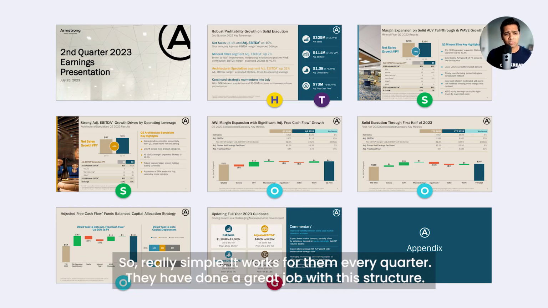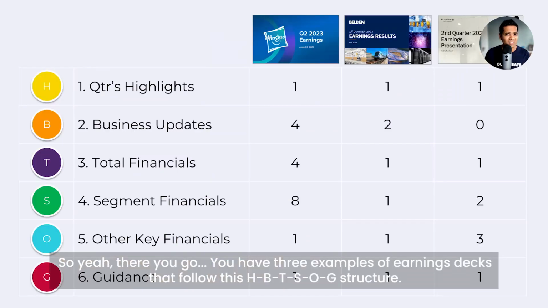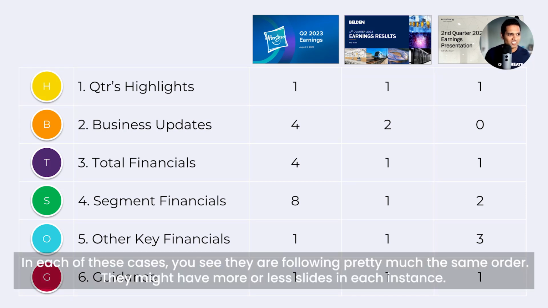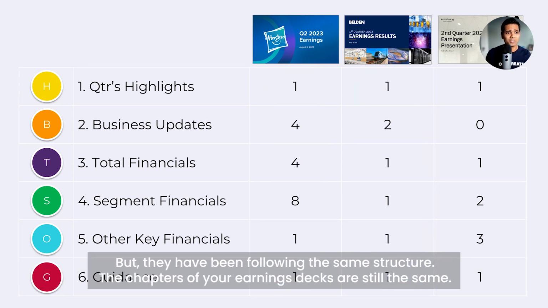So really simple. It works for them every quarter. They have done a great job with this structure. So yeah, there you go. You have 3 examples of earnings deck that follow this HBTSOG structure. In each of these cases, you can see they are all following pretty much the same order. They might have more or less slides in each instance, but they're following the same structure. The chapters of your earnings decks are still the same.